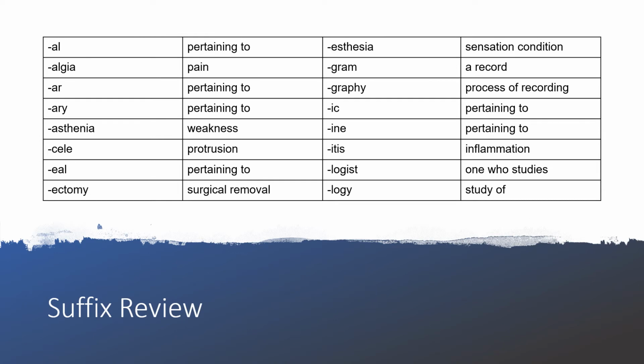Okay, let's review some suffixes. Al, pertaining to. Algia, pain. Ar and ary, pertaining to. Asthenia, weakness. Cele is a protrusion. Eal is pertaining to. Ectomy, surgical removal. Esthesia is a sensation condition.